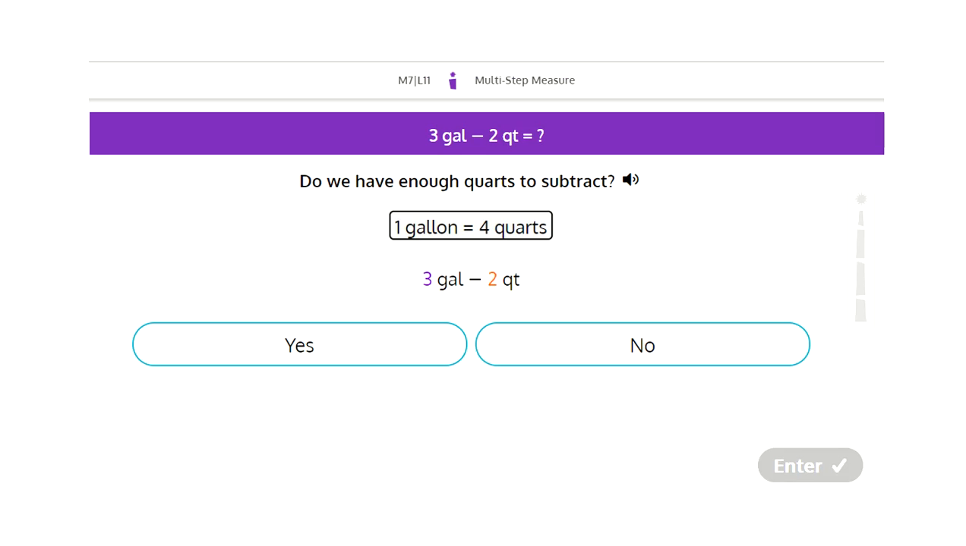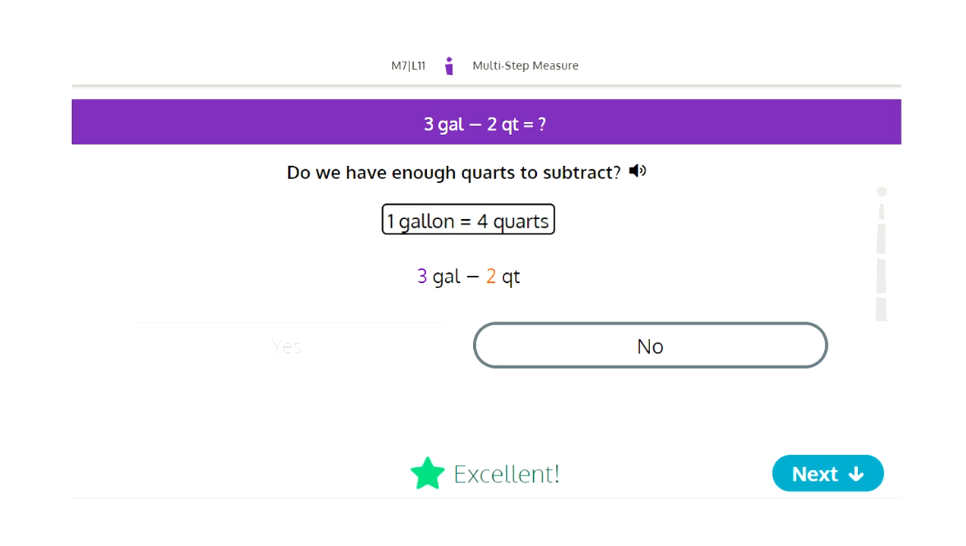This lesson focuses on multi-step problems to solve measurement in addition and subtraction. Okay, so we start off with 3 gallons minus 2 quarts. Do we have enough quarts to subtract? Remember, 1 gallon equals 4 quarts. That's right, we don't. In 3 gallons, if strictly as it's written, we don't have any quarts, and we can't take 2 quarts away from nothing.